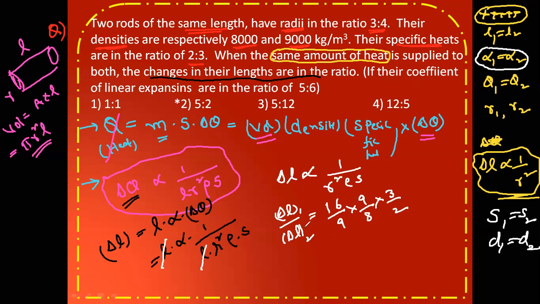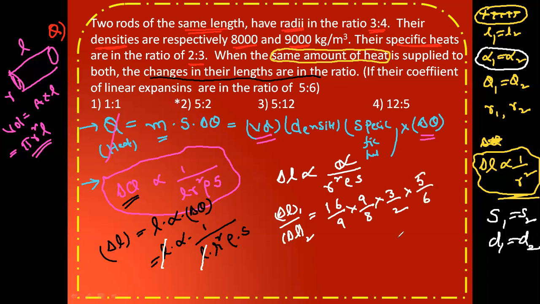Something I went wrong, sorry. Here the linear expansion also I have to consider, which I missed. Into alpha 1 by alpha 2. So I have to consider the alpha value also. Here I made a mistake, this is alpha. So multiplied with alpha 1 to alpha 2. How much is it? 5 upon 6.